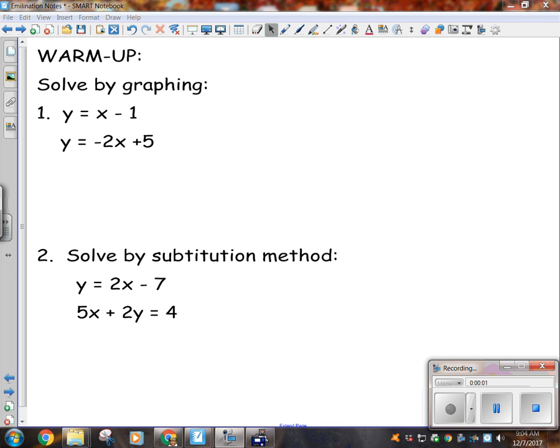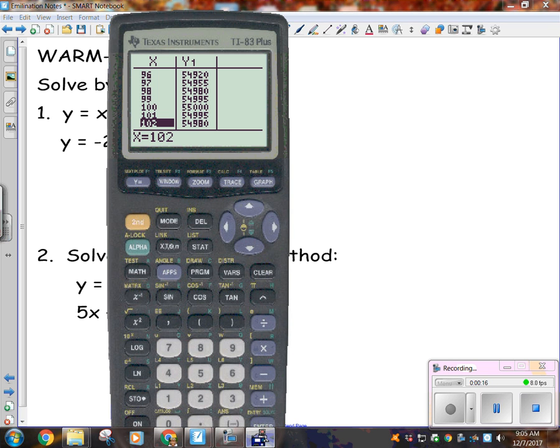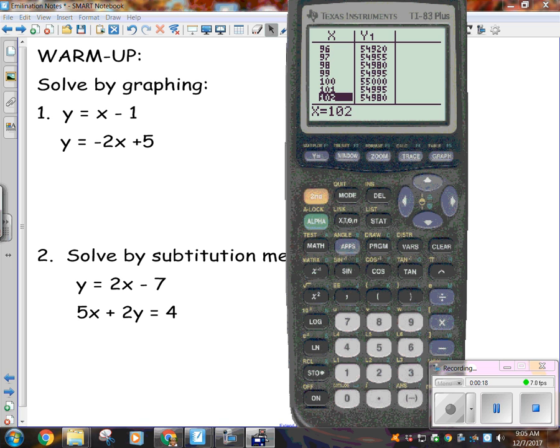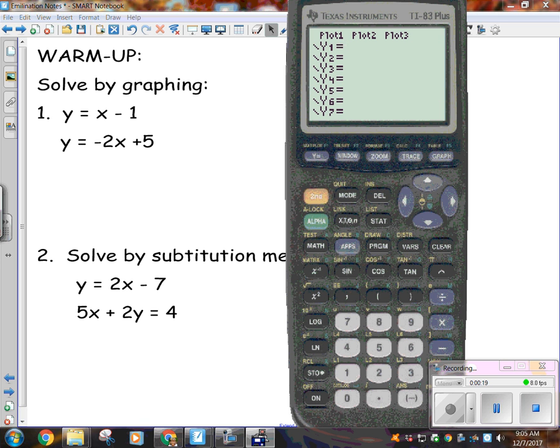All right, before we start elimination notes, we're going to start with the warm-up. The first warm-up we did was on Monday, so 3 days ago. We solved by graphing, and just to refresh, I showed you how to do it on your calculator. So we're going to do it that way.